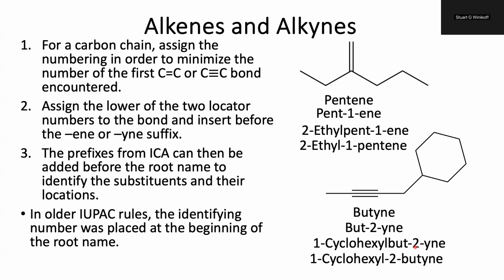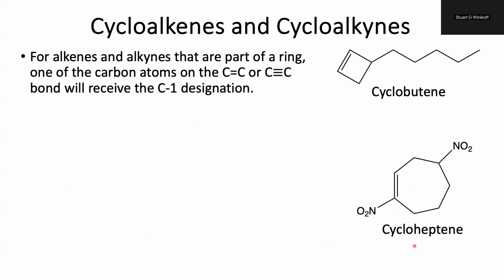And when you're dealing with complicated systems with multiple prefixes and suffixes, this is a lot more precise. We can also take these rules and apply them to systems that contain a cycloalkene or an alkyne. In other words, where that double or triple bond is part of a ring. In this case, that double or triple bond will always receive a C1 designation. But note that we have 2 positions where I could apply that C1.